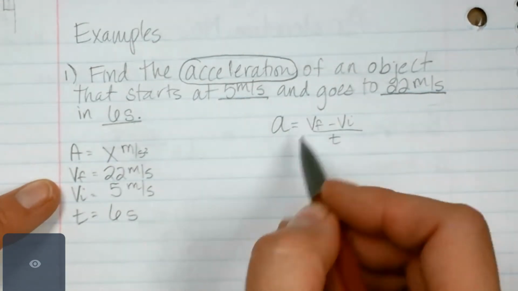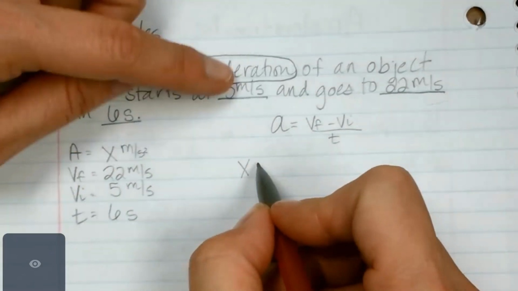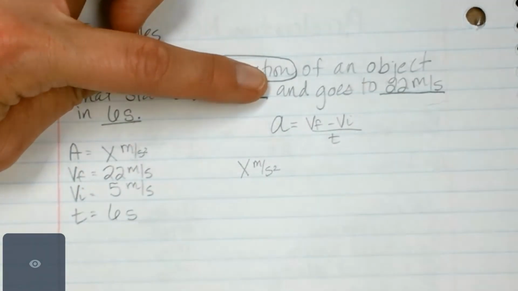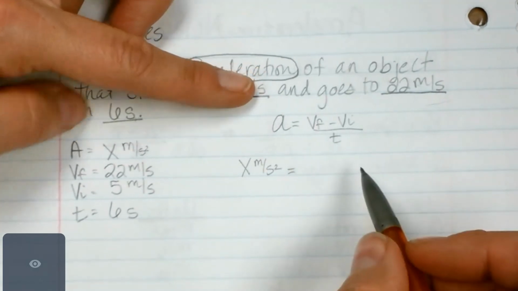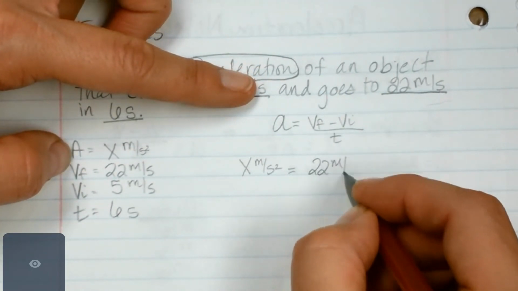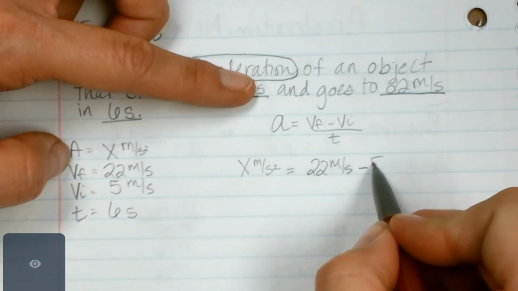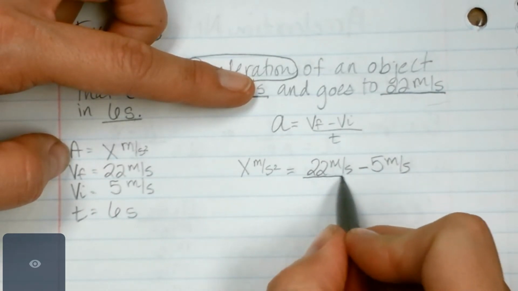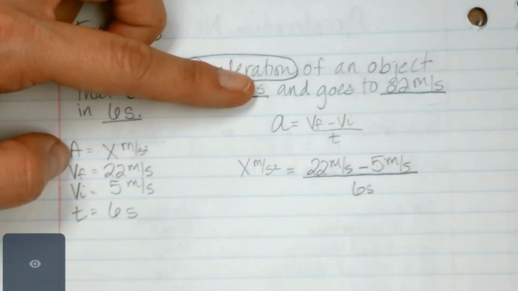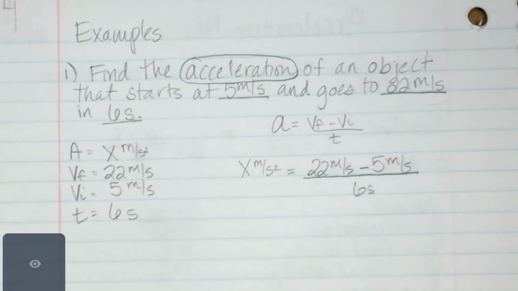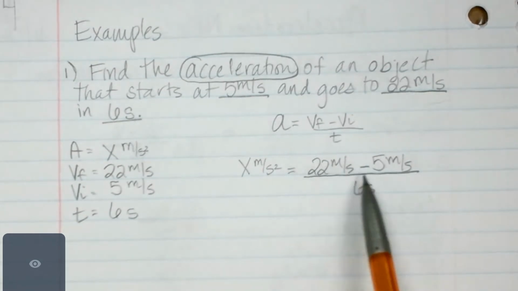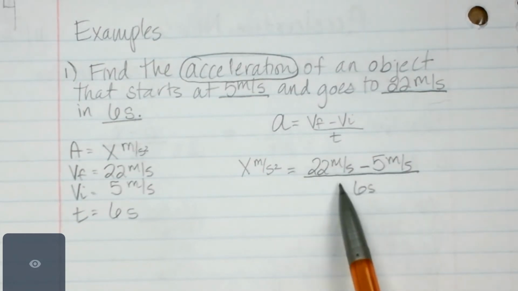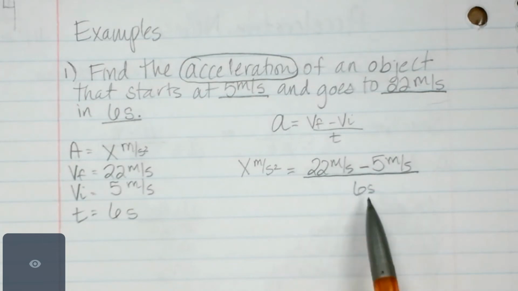So VF, I'm going to plug it in. So acceleration first, we'll start there, is x meters per second squared. Now I do my VF, 22 meters per second, minus my VI, 5 meters per second, divided by my time of 6 seconds. So in this case, I need to solve everything on top first and then deal with the division after. You always solve everything on top of the equation and on the bottom of the equation before you do the division.